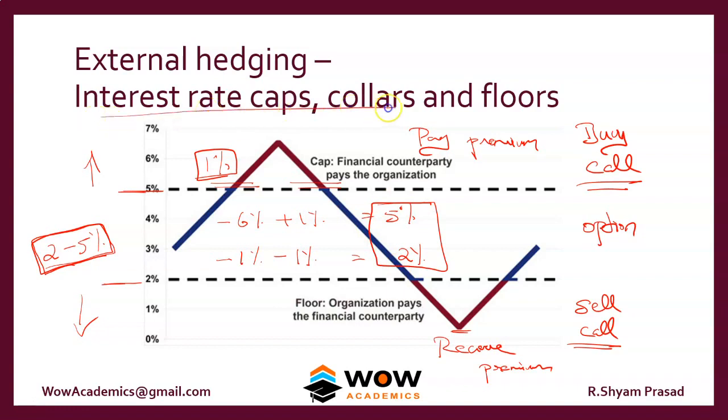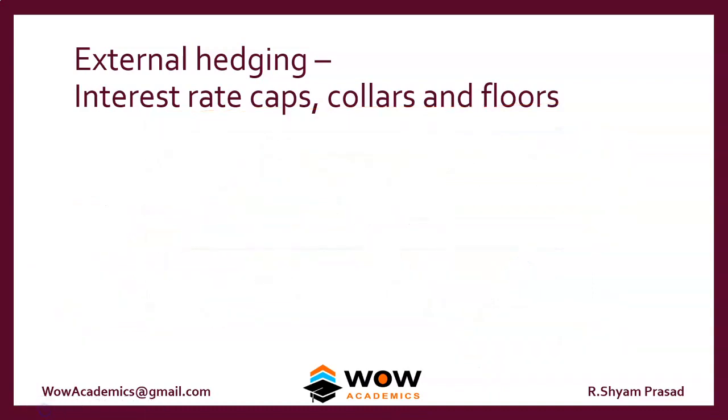So that is interest rate caps, collars and floors. The upper end is called the cap, the lower end is called the floor, and put together, 2 to 5% is called the collar. So 5 is the cap, 2 is the floor, 2 to 5 is the collar. Hope you have understood this. We'll go to the next point.